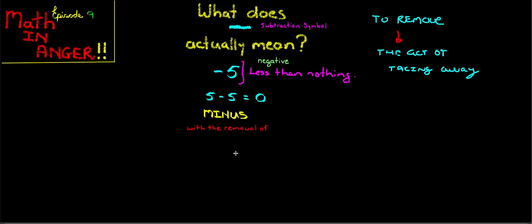Now, as I did in the previous episode, go ahead and read what is written here the proper way. 5 more than nothing, with the removal of 5 more than nothing, is in balance with 0. In other words, nothing. And again, I know it sounds weird, but that is the way you're supposed to understand what is written here.